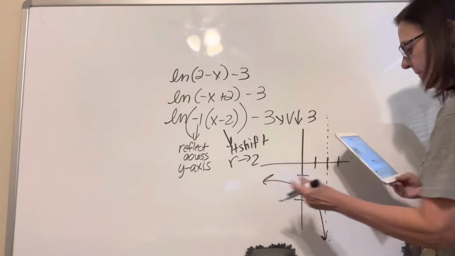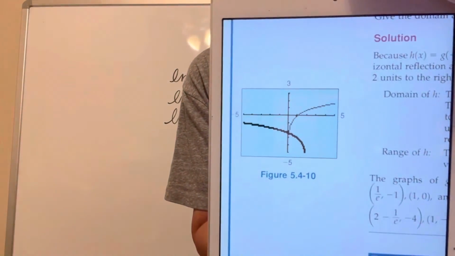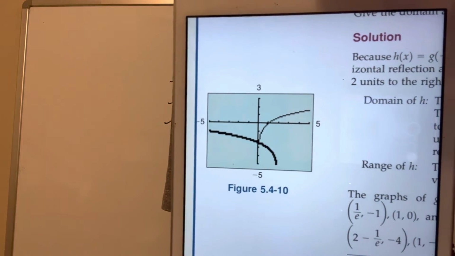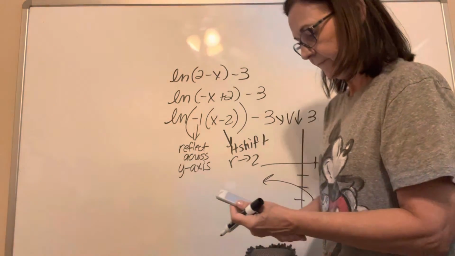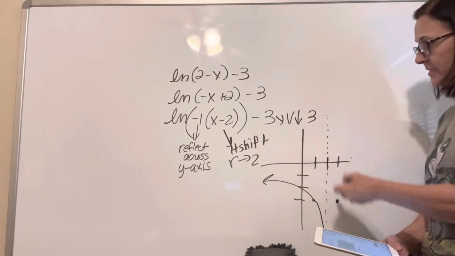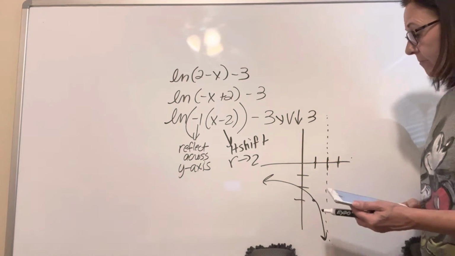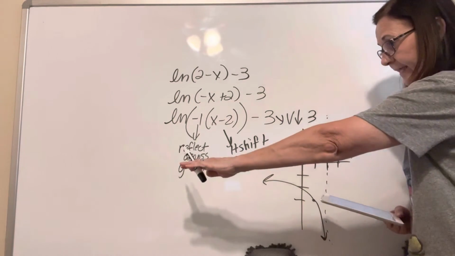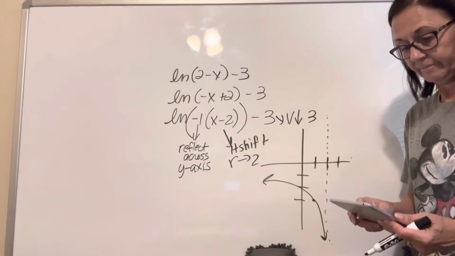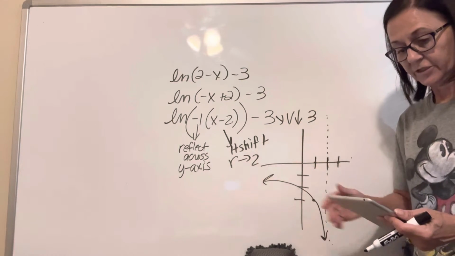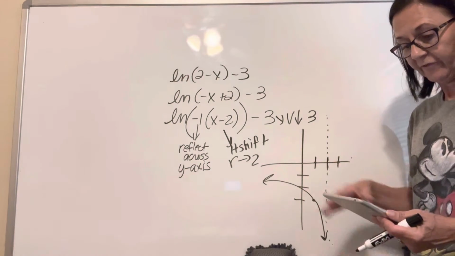All right, and you can see the image in this figure. The bolder one is the transformed one. The other one is the original. All right, so we have this vertical asymptote that's been moved. All right, so now what is my domain? My domain goes from negative infinity up to positive 2. Has to be numbers less than 2. My range is all reals. Okay, the reflection does not affect the range.